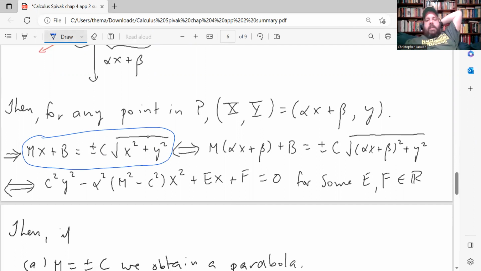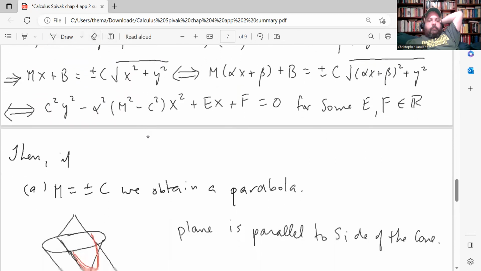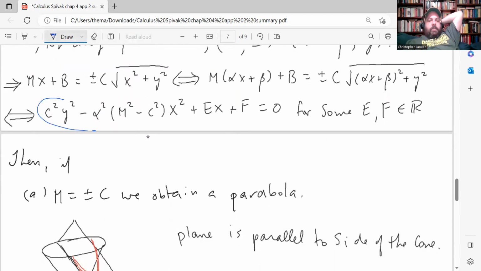Okay, and plugging that into the equation that we had a minute ago, this one here, you get m times (alpha x plus beta) plus b equals plus or minus c times the square root of ((alpha x plus beta) squared plus y squared). That's all under the square root. And then when you just do the algebra and multiply everything out, you get something that looks like this: c squared y squared minus (alpha squared m squared minus c squared) times x squared plus some constant times x plus some constant equals 0.